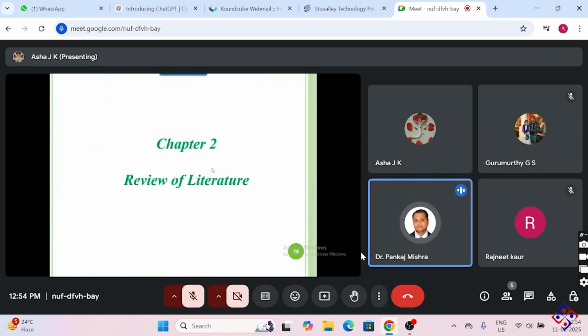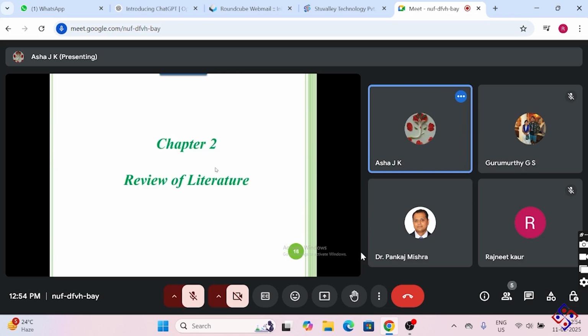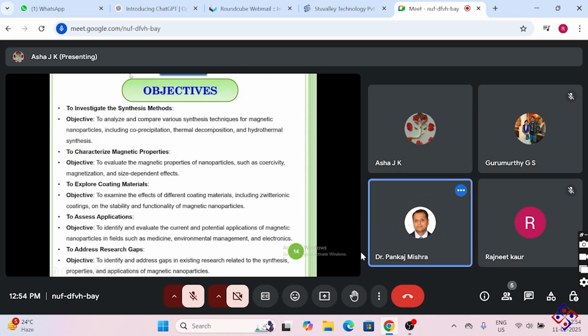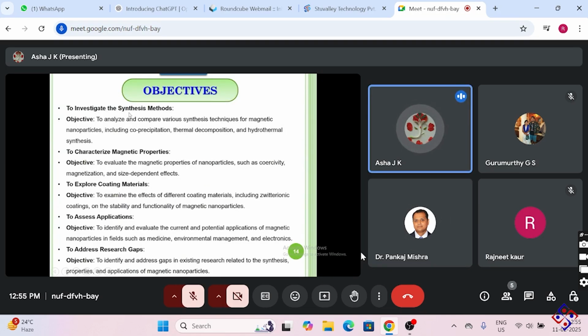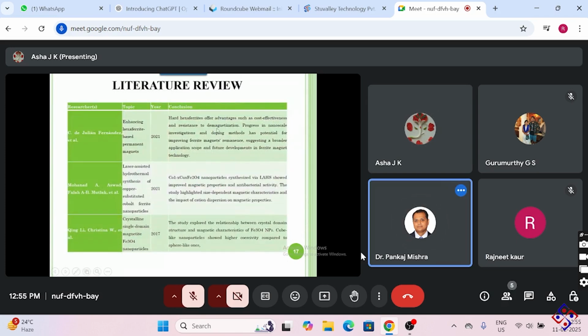What are your objectives? Yes, show this also. So, sir, here are the objectives: to investigate the synthesis methods and characterize the magnetic properties, to explore the coating materials, to assess the applications, and to address the research gaps. These are your objectives. Yes, sir.